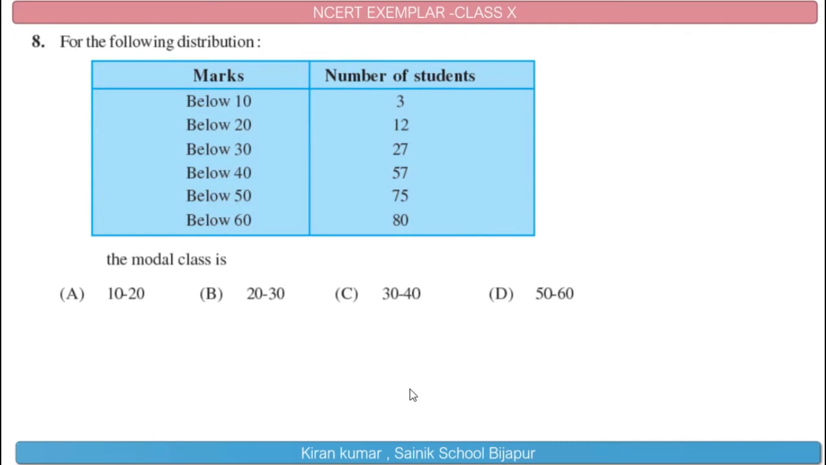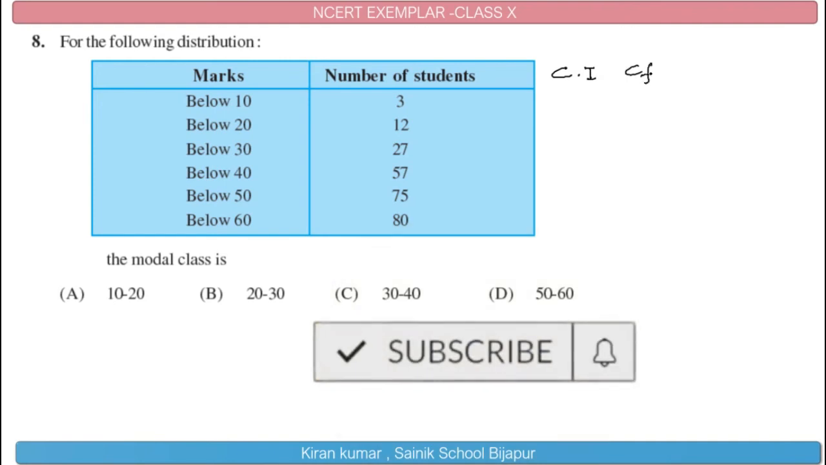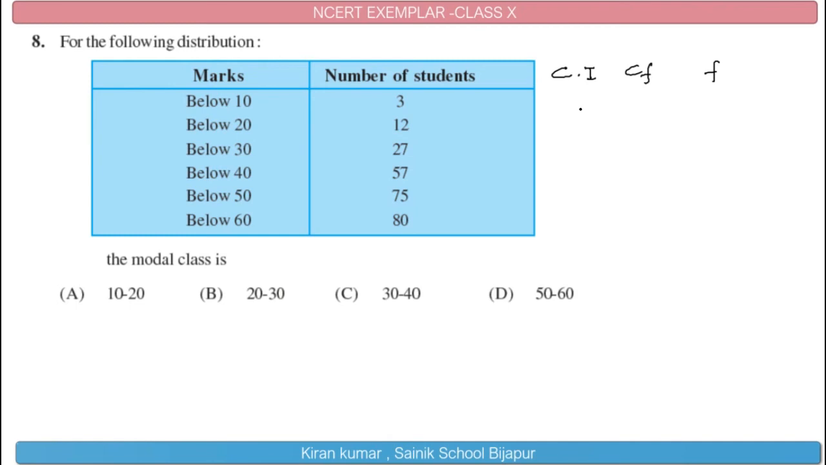Question number 8. For the following distribution, we need to find out the modal class. Here, the classes are not given as the class interval, they have mentioned in terms of below 10, below 20, and these are the cumulative frequencies. So first let me mention this as the class interval followed by the cumulative frequency, then I'll find out the frequency. Here the cumulative set class intervals are below 10, which means 0 to 10. The cumulative frequency is 3. 10 to 20, the cumulative frequency is 12. 20 to 30, the CF is 27. 30 to 40 is 57.